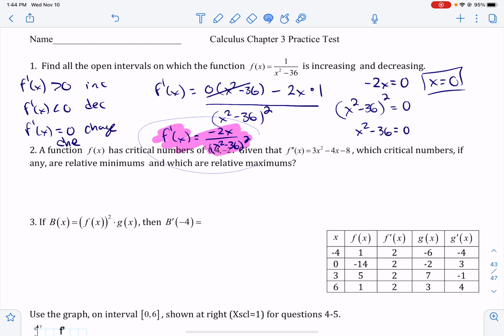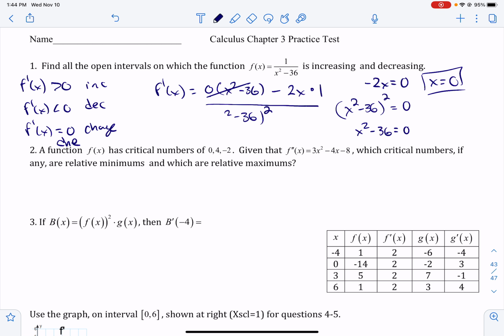A function has, we got to erase more stuff. A function has critical numbers of 0, 4, and negative 2. That's nice. So they already give me my critical values. And then it gives me my second derivative, and it wants to know which critical numbers, if any, are minimums or maximums.